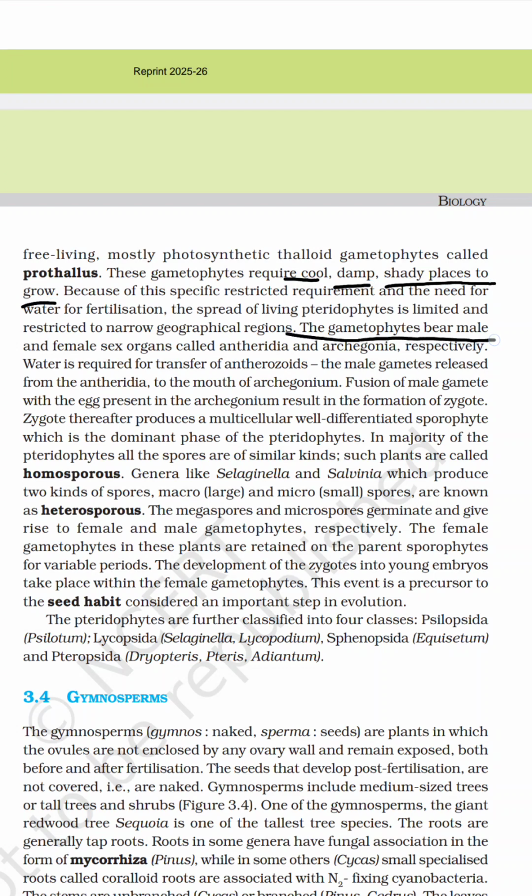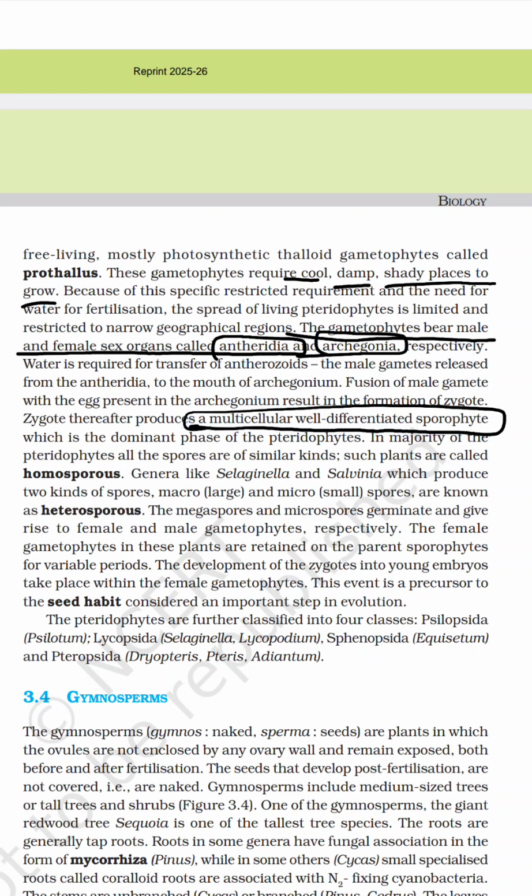The gametophyte bears the male and female sex organs, which are the antheridium and the archegonium. The male sex organ is known as the antheridium and the female is the archegonium. Water is required for the transfer of the antherozoids. The male gametes are released to the mouth of the archegonium, and fusion of the male and female gametes results in a zygote. The zygote develops into a multicellular, well differentiated sporophyte, which is the dominant phase of the pteridophyte.